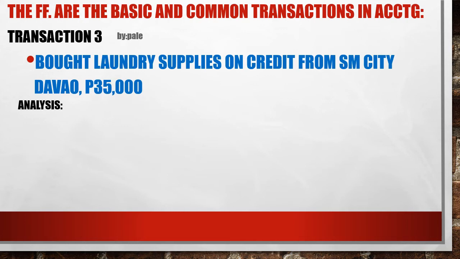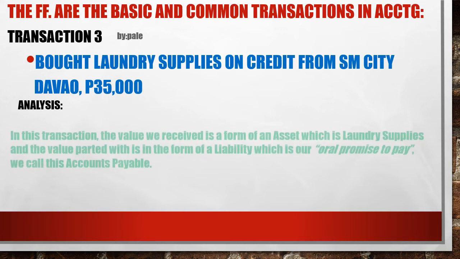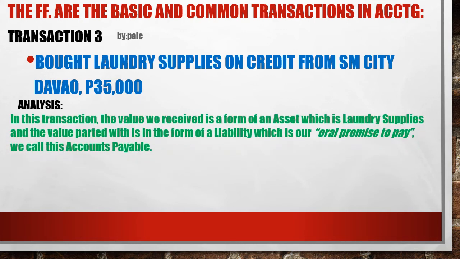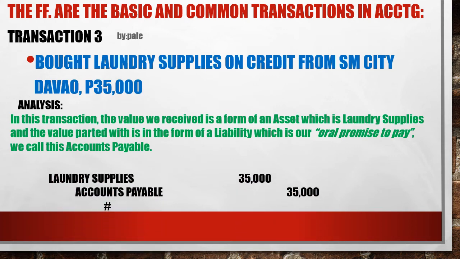But basically, what you have received is supplies, laundry supplies, then you would record a liability, which is accounts payable, since it was just an oral promise to pay. So how would you present it? So laundry supplies for 35,000, accounts payable for 35,000.